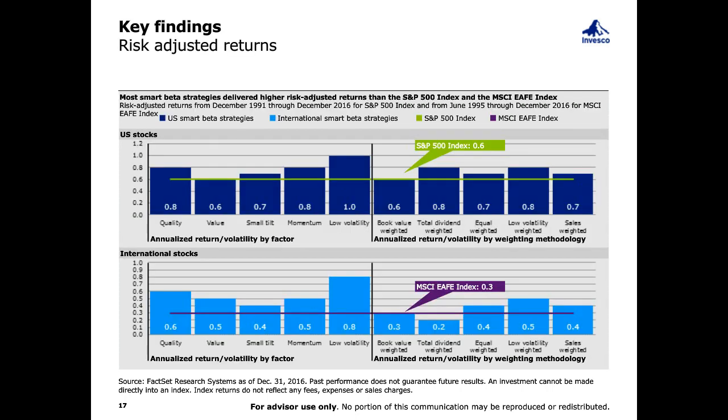Now, let's look at risk-adjusted returns. When returns were adjusted for risk, the majority of smart beta strategies continued to outperform market cap weighted exposure during the market cycles. As shown in the chart, all 5 factors and all 5 alternative weighting methodologies had the same or higher risk-adjusted returns than the S&P 500 during the testing period, as seen in the top half of this chart. The bottom half of this chart, during that same time, all 5 factors and 4 of the 5 weighting methodologies generated the same or higher risk-adjusted returns than the MSCI EAFE index.